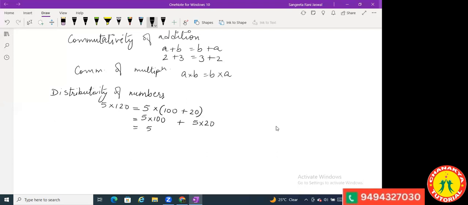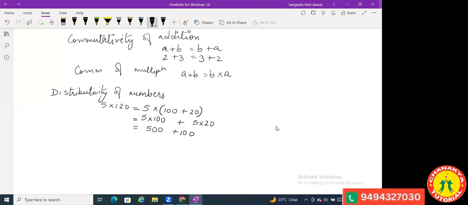See, these numbers were small. So you may be thinking why ma'am has done this. We could just directly multiply this. But I am teaching you this rule, where these rules are helpful when you have big numbers to multiply. In that case, these rules are helpful.